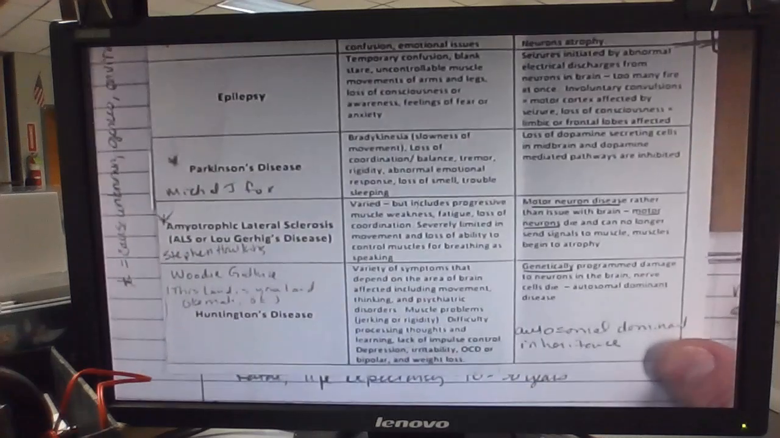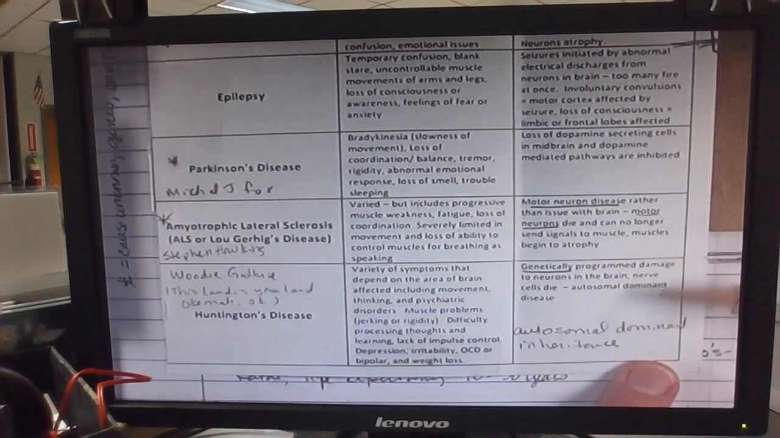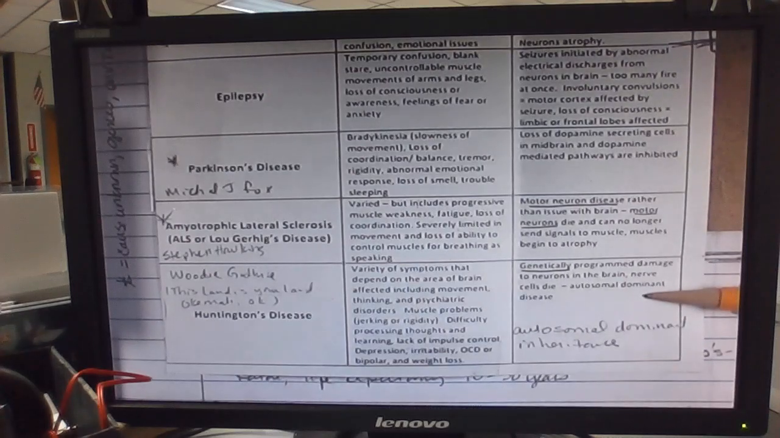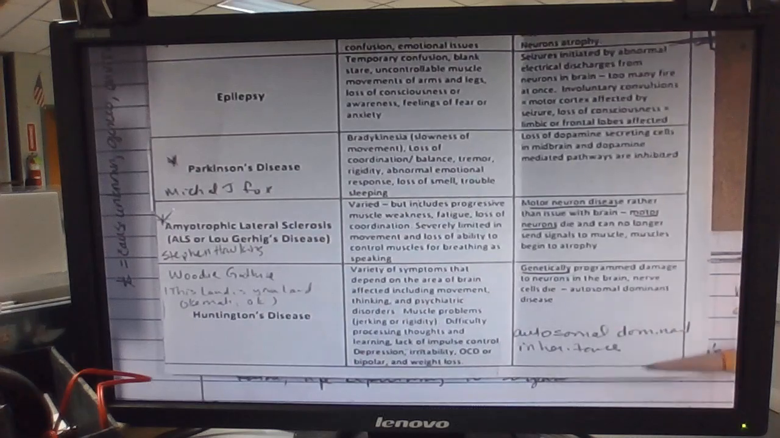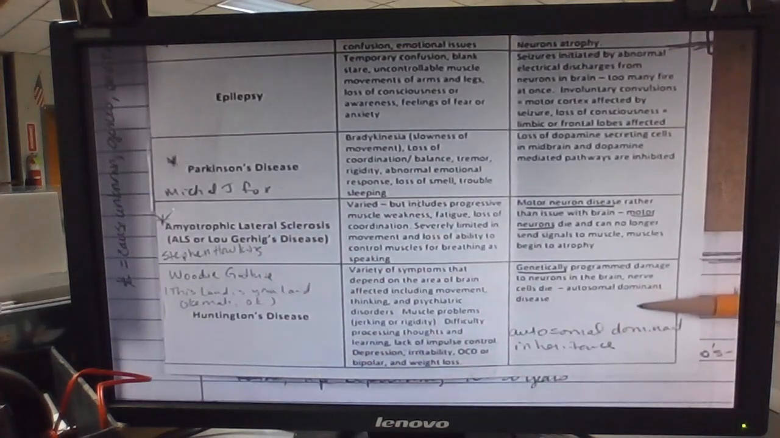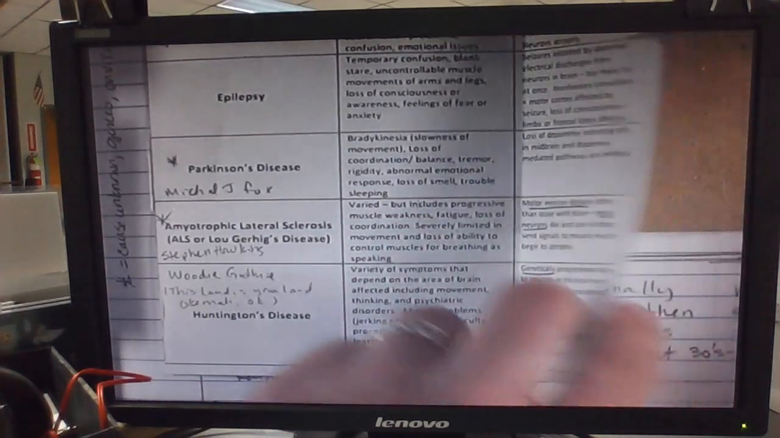Huntington's disease. Huntington's disease is a genetic disorder. So, neurons die because of genetically programmed damage to neurons in the brain. Nerve cells die, autosomal dominant disease. It's a dominant disease. That means that you only need to have one capital letter in order to have it. The reason why people don't realize that they have it and end up passing it on is because the symptoms don't start coming on until you're older.